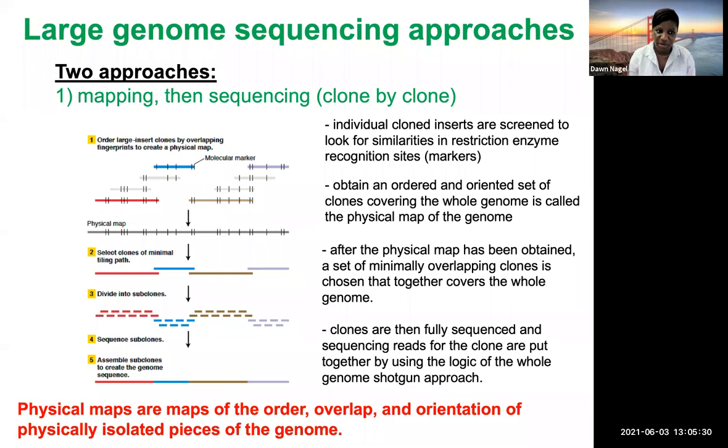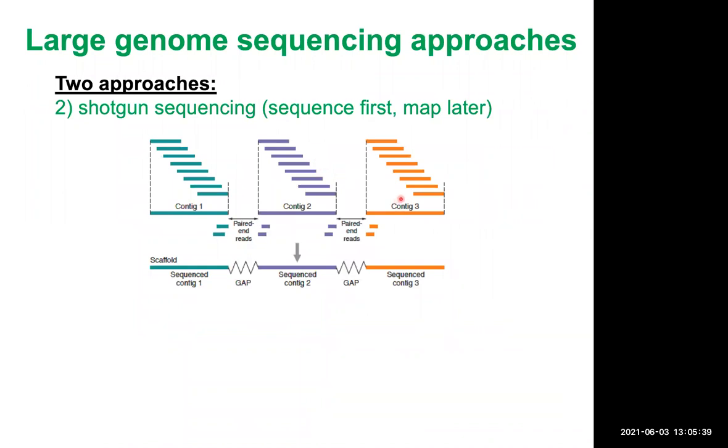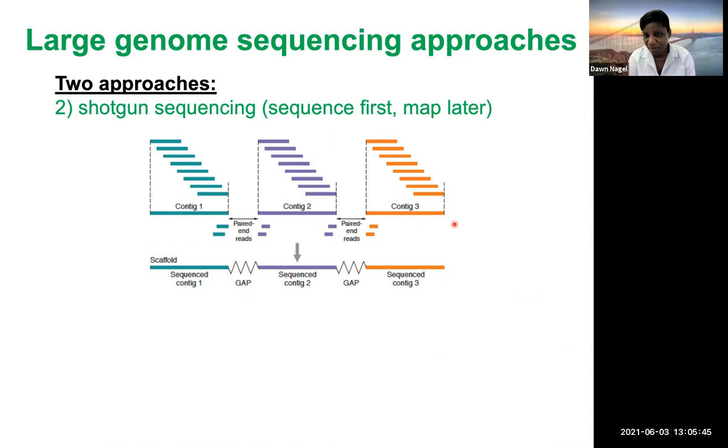So those are two approaches, mapping then sequencing, or shotgun sequencing. So you sequence first and then you map later. Okay. So are the two approaches complementary to each other, or are they separate methods? They're separate methods, but they can be combined, right? Depending on the genome, they can be combined.